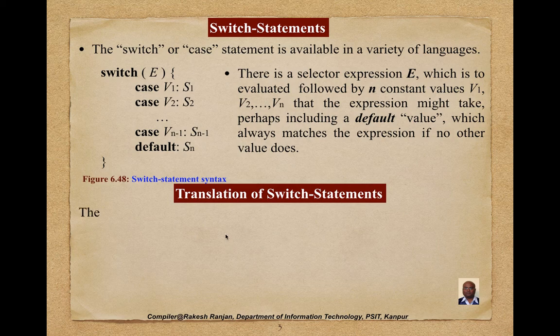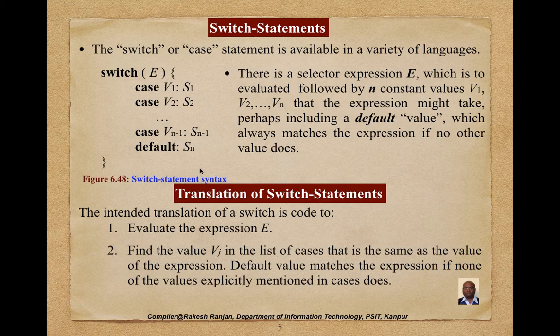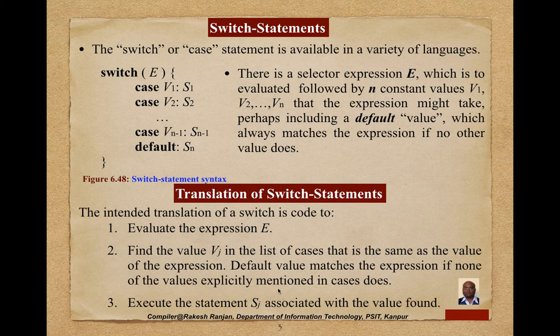Now we need to translate it. The intended translation of the switch code is, number one, first evaluate the expression. Number two, find the value Vj in the list of cases that is the same as the value of the expression. A default value matches if none of the values explicitly mentioned in the cases does. Now execute the statement, that is the jth statement. If the Vj matches, then the Sj statement will be executed.